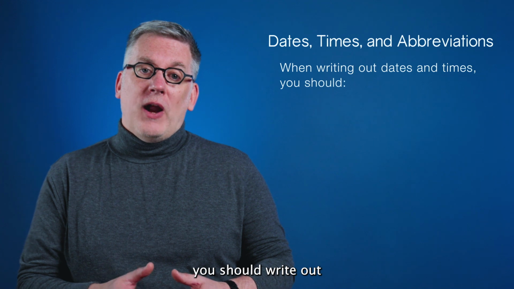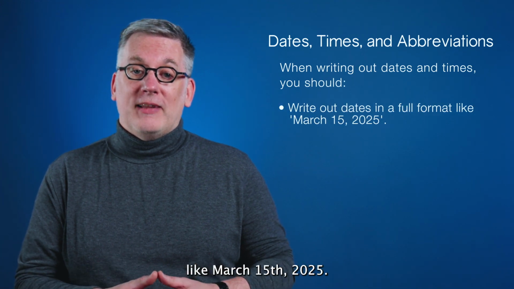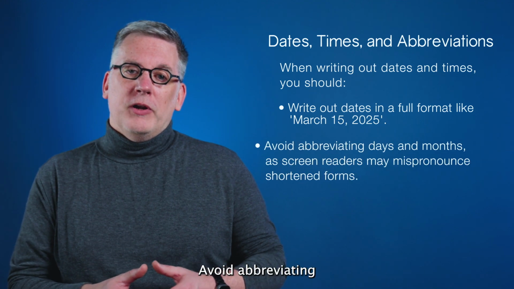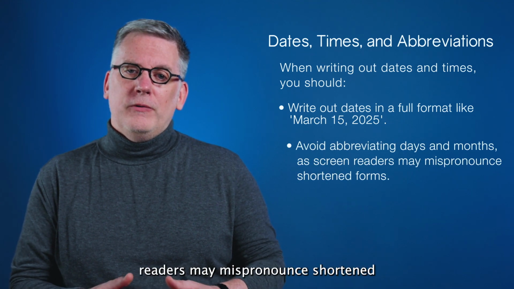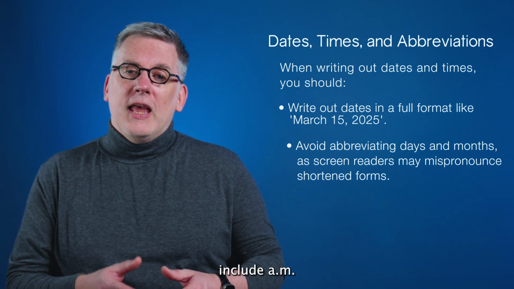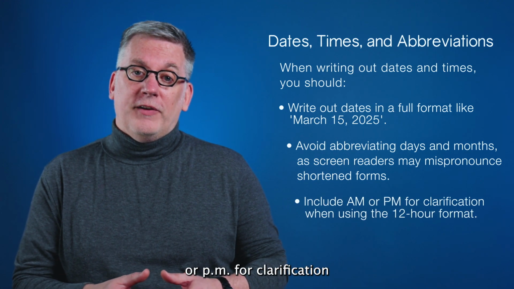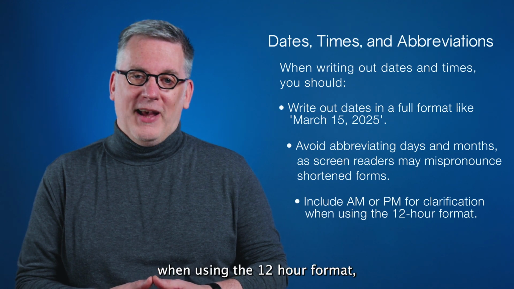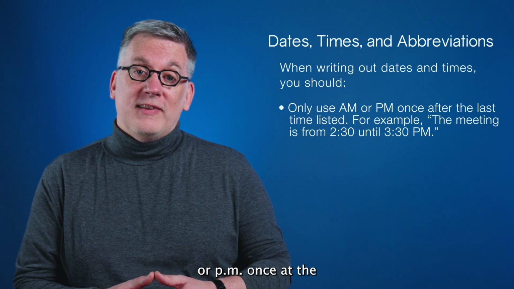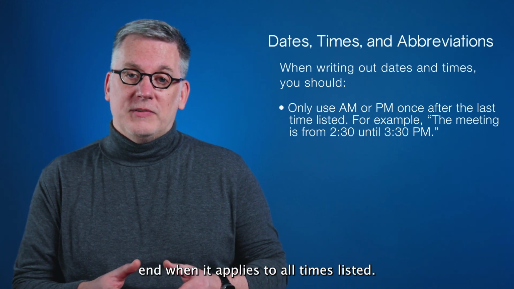When writing out dates and times, you should write out dates in a full format, like March 15, 2025. Avoid abbreviating days and months, as screen readers may mispronounce shortened forms. Include AM or PM for clarification when using the 12-hour format. Use only AM or PM once at the end when it applies to all times listed.